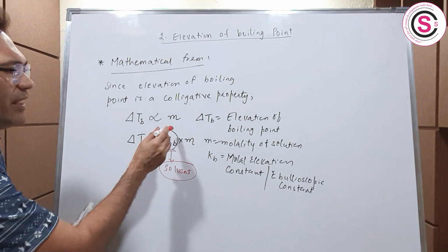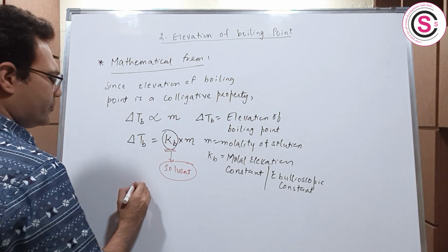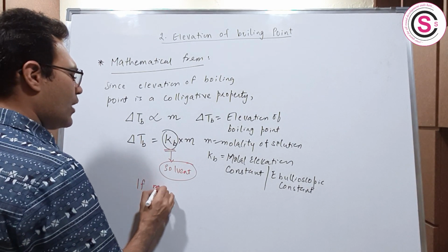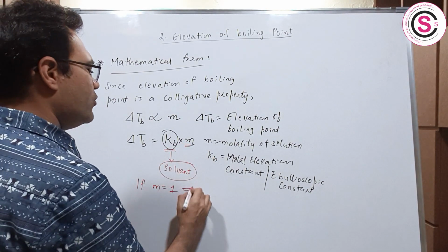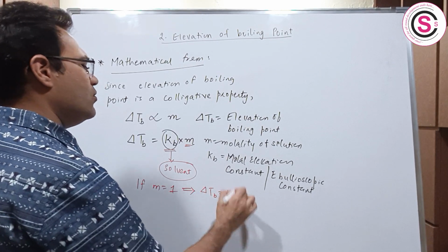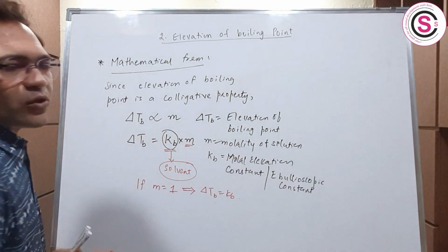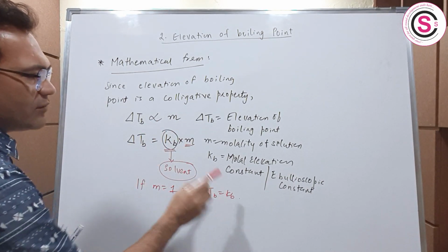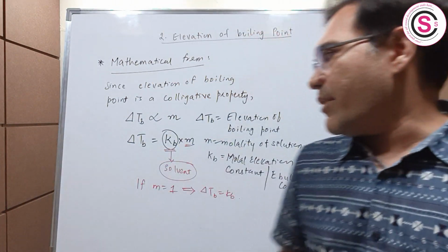Now, what is Kb actually? How can we define Kb? So let's understand, students. If molality is equal to 1, if I take a 1 molar solution, then you can see from the equation what will happen. Delta Tb will become equal to Kb, right? If I take the molality of the solution as 1, then delta Tb becomes equal to Kb.